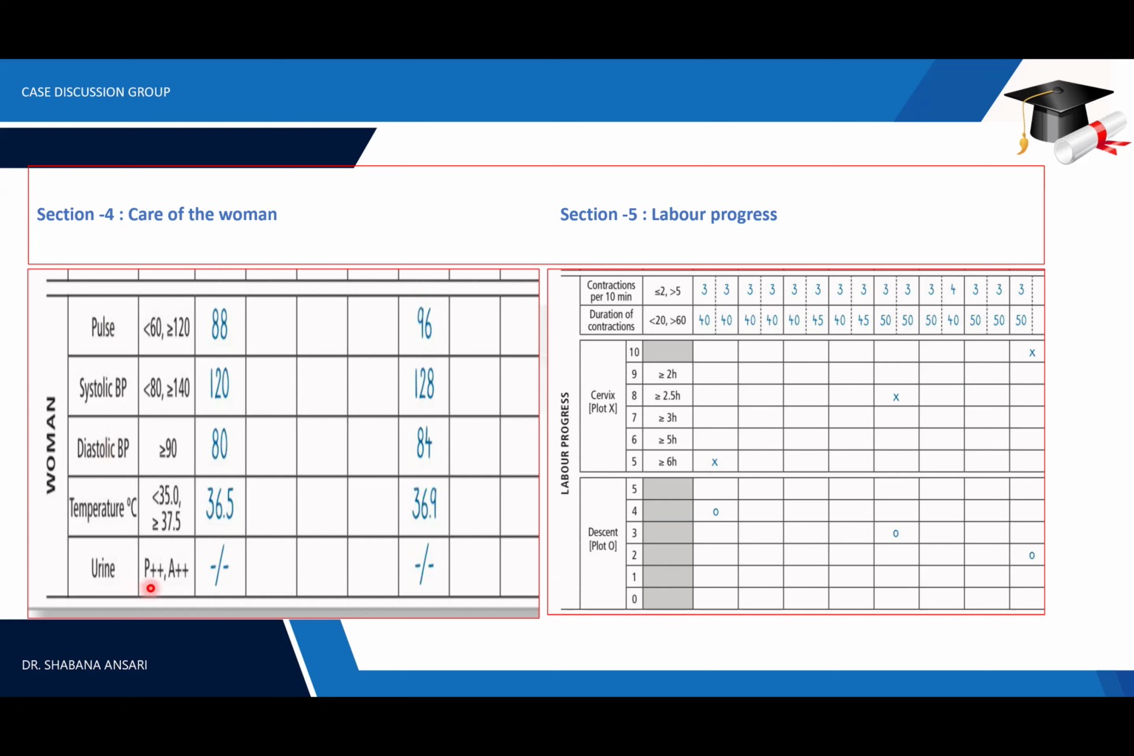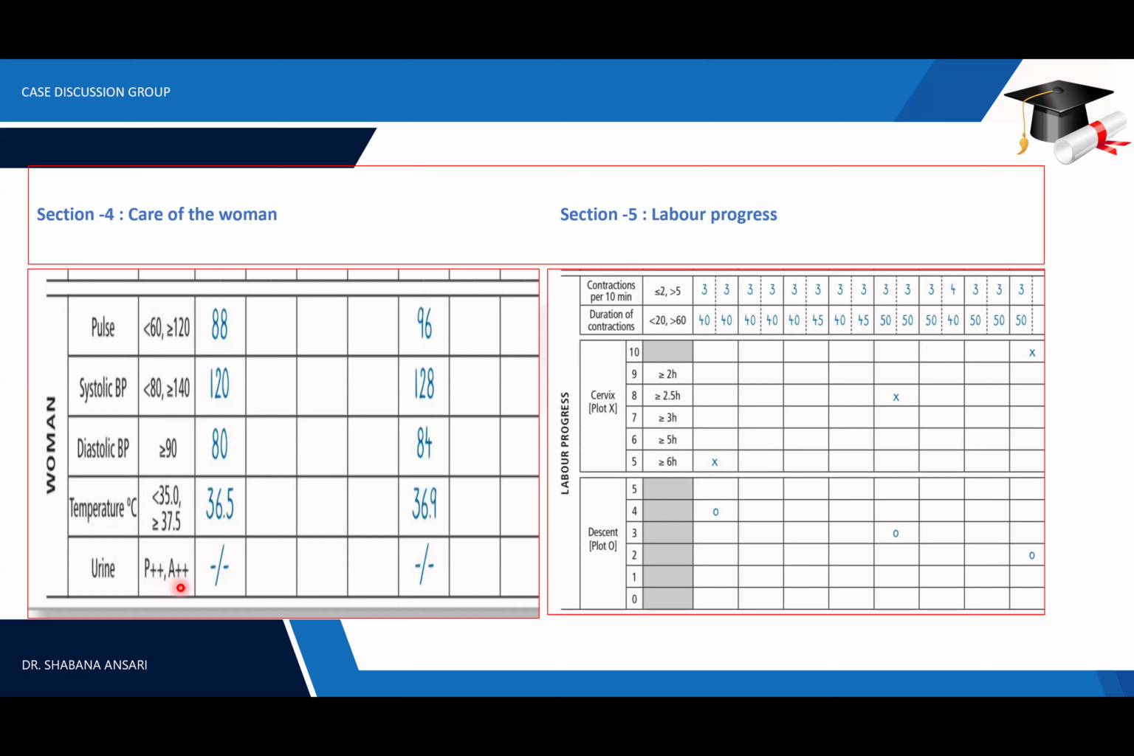Generally, we already know that normal is 120 by 80, systolic and diastolic. Above 140 is generally an indication that preeclampsia could be associated. Temperature up to 37.5 we consider normal. Above that, we can suspect sepsis or maternal fever. And for urine, we have to measure proteinuria. Depending upon the amount of proteinuria, we take 1 plus, single plus, or double plus.